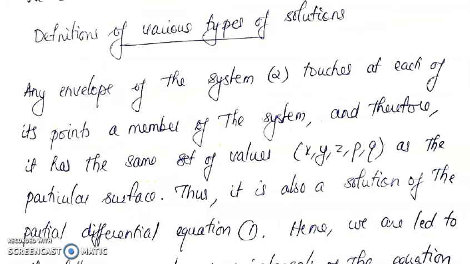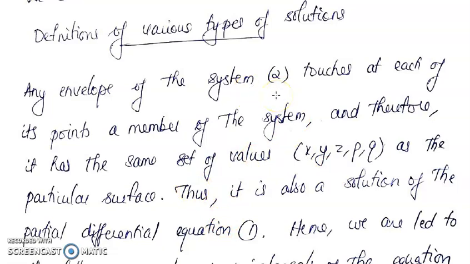So we'll see the definitions of various types of solutions. Consider the solution of the form f of x, y, z, a, b equal to 0, which is your equation 2. Now if f of x, y, z, a, b equal to 0 is a solution, then any envelope of this 2-parameter system will again satisfy equation 1.